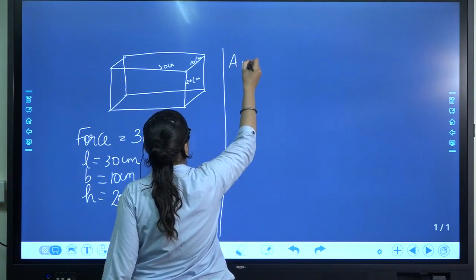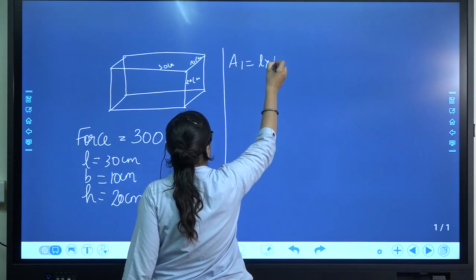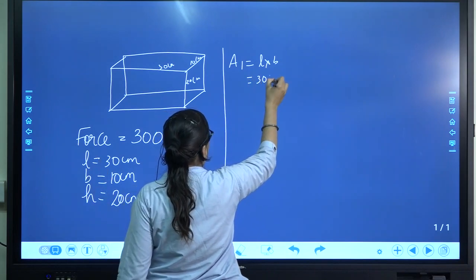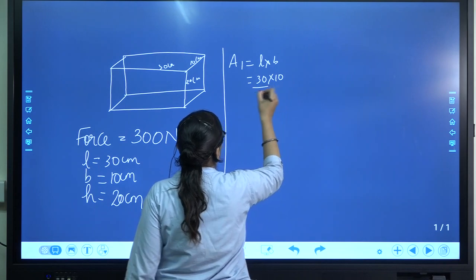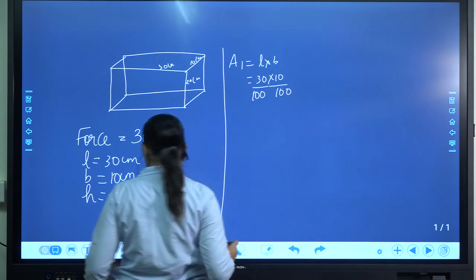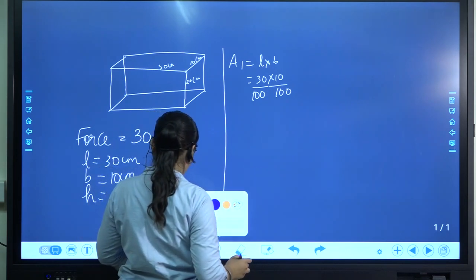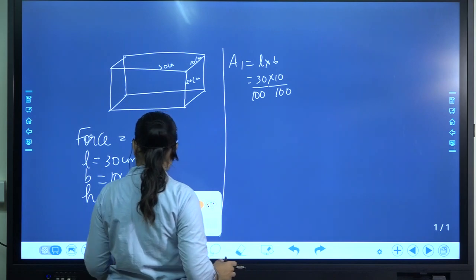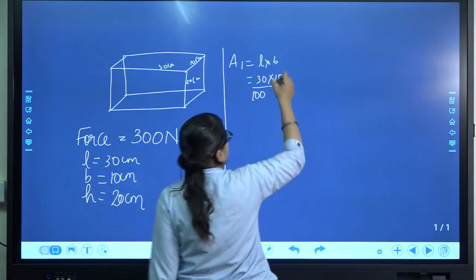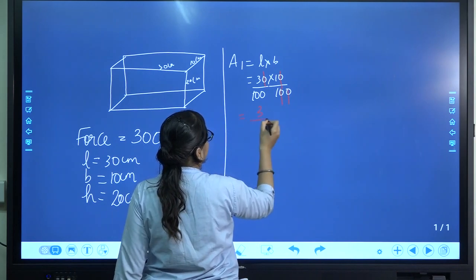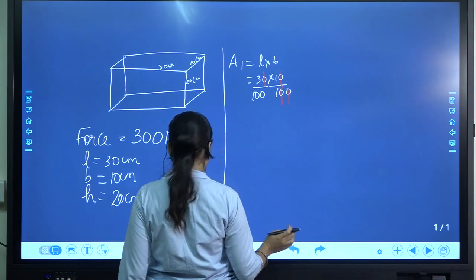Area 1 is what? Suppose L into B. That is 30 into 10. Converted into meter, 1 meter is 100 centimeter. So you are having 2 zeros. Two zeros will get cancelled out. So you are having 3 by 100.